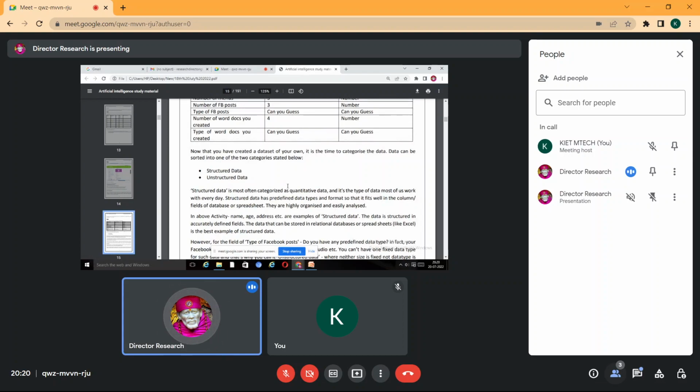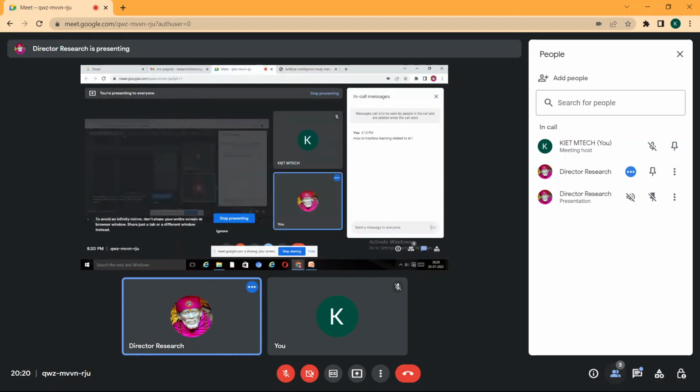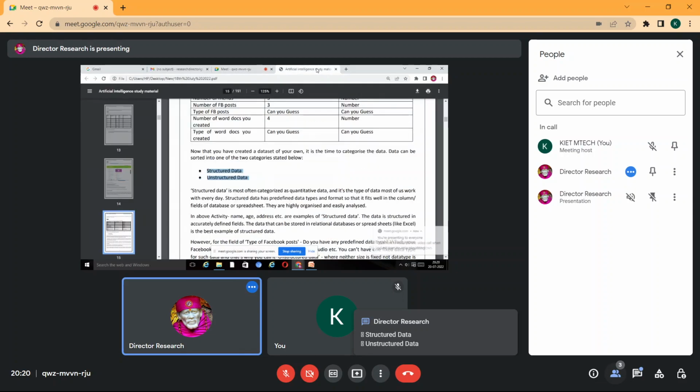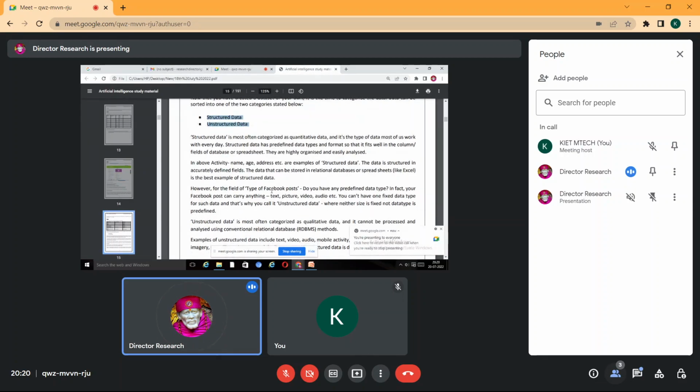Now you have to categorize. The data can be characterized into two types: structured and unstructured data. This is very important actually. The discussion regarding structured data and unstructured data is very important. Structured data is most often categorized as quantitative data, and it is the type of data we work with every day. Structured data has predefined data types and format so that it fits well in the columns or fields of databases or spreadsheets. They are highly organized and easily analyzed.